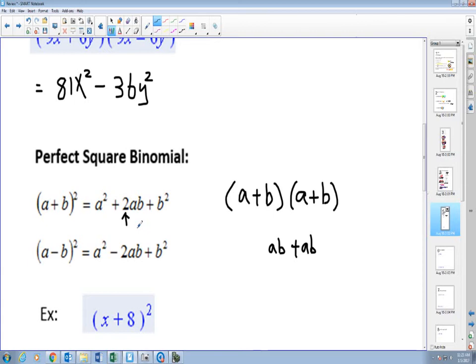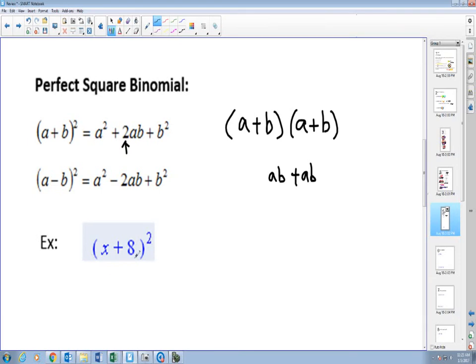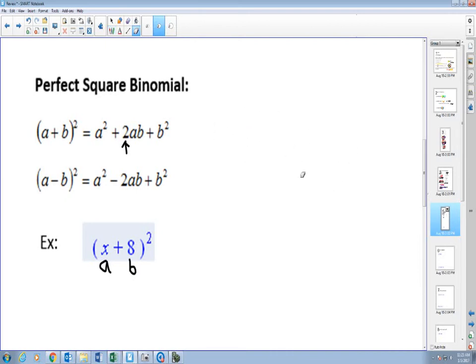Okay. So I like students to do this problem just by looking at it. X is your A, 8 is your B. So your answer will have three terms. A lot of students just simply say the answer is x squared plus 81. This is super wrong. This is not a difference of squares type of problem. Do not do this.